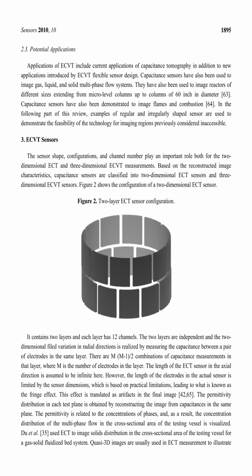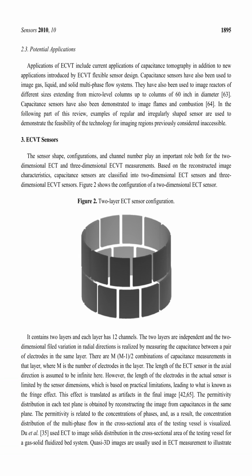The 2 layers are independent, and the 2-dimensional field variation in radial directions is realized by measuring the capacitance between a pair of electrodes in the same layer. There are M(M-1)/2 combinations of capacitance measurements at each layer, where M is the number of electrodes in the layer. The length of the ECT sensor in the axial direction is assumed to be infinite here. However, the length of the electrodes in the actual sensor is limited by the sensor dimensions, which is based on practical limitations, leading to what is known as the fringe effect. This effect is translated as artifacts in the final image.